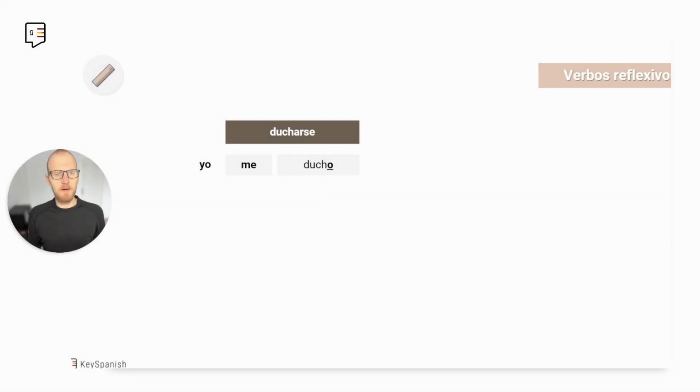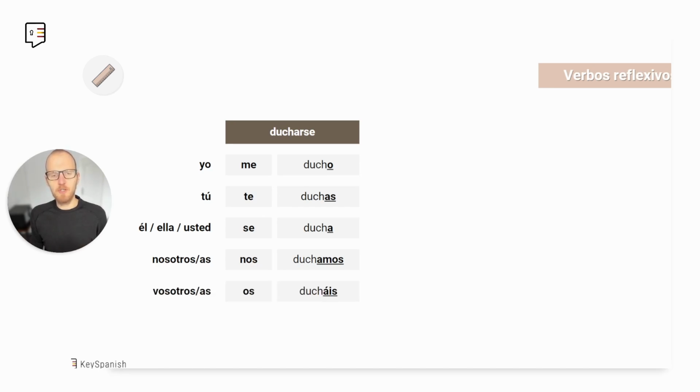Now that you know what reflexive verbs are and when we use them, let's take a closer look at the form of these verbs. Let's take the verb ducharse as an example. Yo me ducho, tú te duchas, the second person. Él, ella, usted se ducha, third person. Nosotros nos duchamos. Vosotros os ducháis. Ellos, ellas o ustedes se duchan.